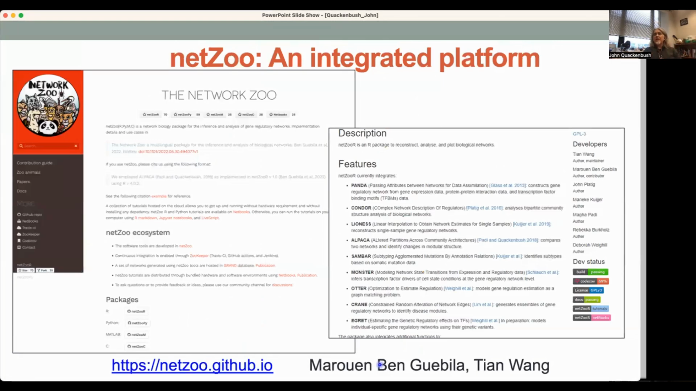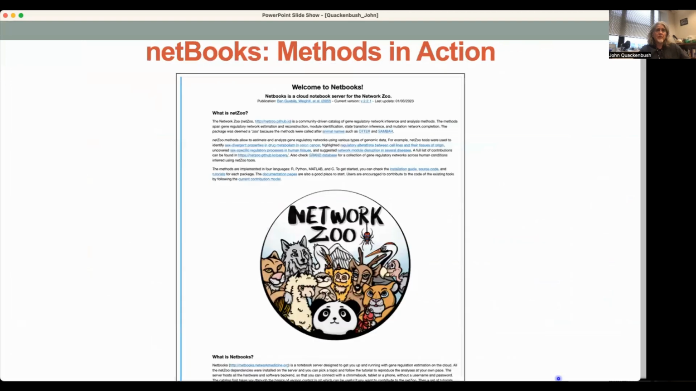So my colleagues and I have developed a whole suite of tools that we name after animals for inferring networks. The collection of animals is housed in the network zoo. The URL is down on the bottom, and Mero and Ben Kabila and Tian Wang really did a lot of work in bringing all of these tools that various individuals that I've worked with over the years have contributed to developing. We've also developed a set of online tutorials that we call netbooks.